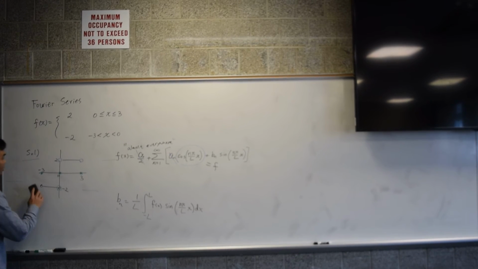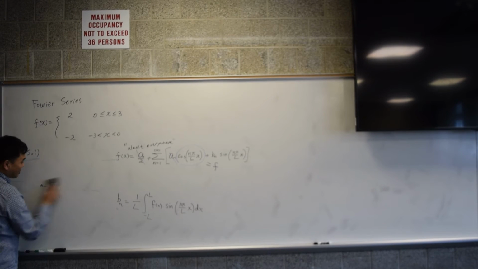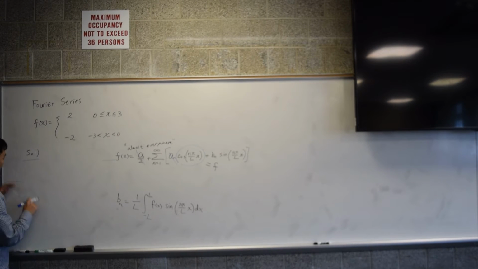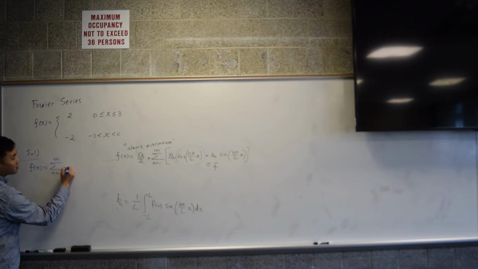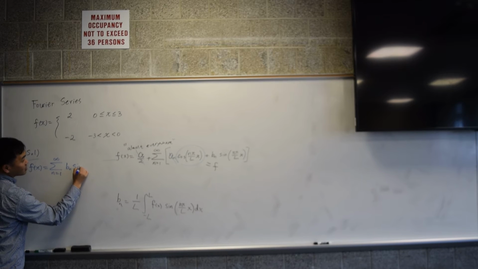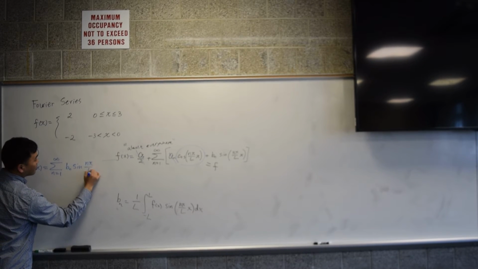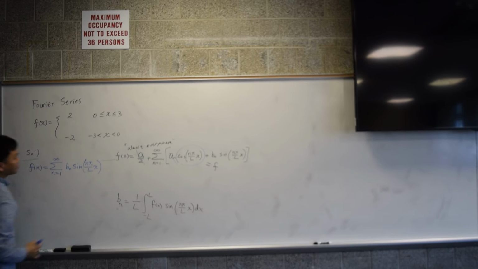All right. So since we need some space, let me copy the formula with the an's deleted. So if I have f of x with only bn's, the formula will be the sum from n equals 1 through infinity of bn sine of n pi over L x. And then the formula for bn is right here.